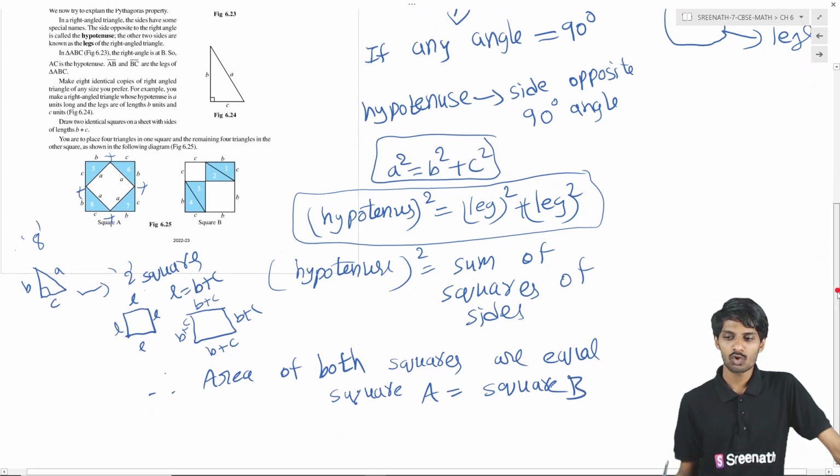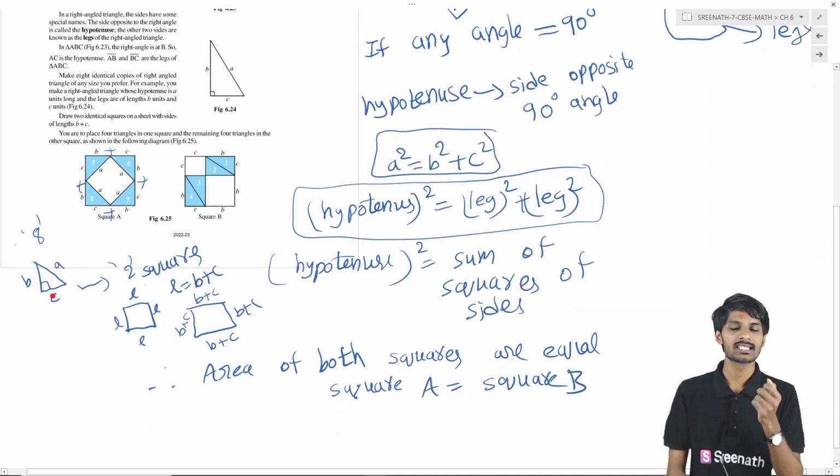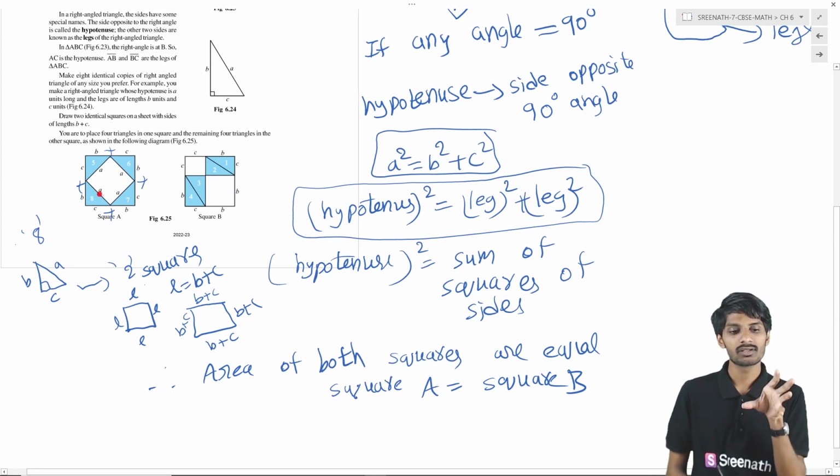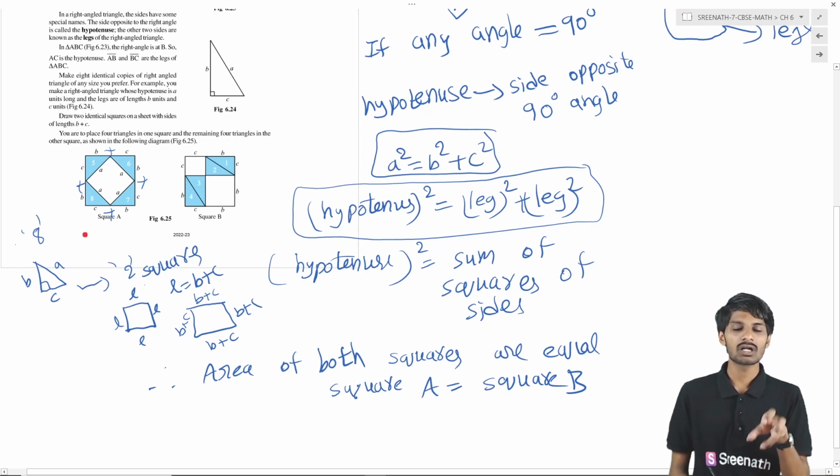Okay, and one more thing is, there are four triangles in it, and the four triangles have the same side lengths. Therefore, the four triangles are identical. Here also there are four triangles, and these four triangles are also identical. So the area of all triangles is the same. Here there are four triangles in it, so it will occupy some area.